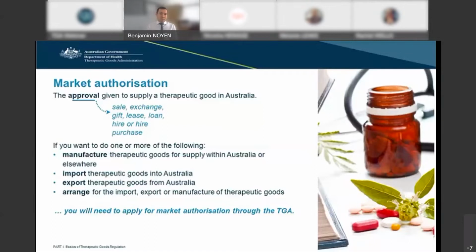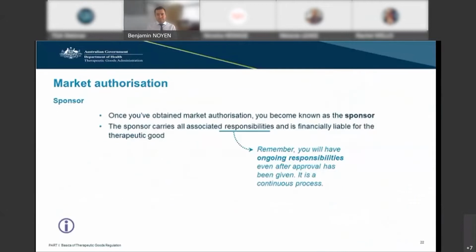If you want to manufacture, import, export, or arrange for the import, export, or manufacture of a therapeutic good, you will need to apply for market authorisation. Once you've obtained market authorisation, you're known as the sponsor. The sponsor carries all responsibilities and is financially liable for the therapeutic good. This is the case if there are multiple people working on different stages of manufacture in different countries. And remember, the sponsor has ongoing responsibilities even after approval has been given.